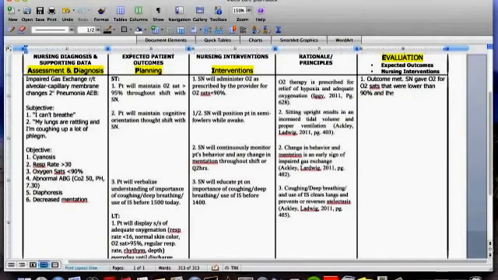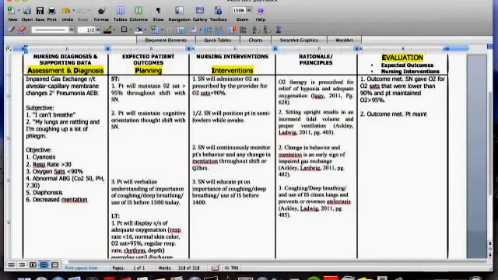And patient maintained O2 greater than 95%. Great, our outcome was met. What about our next one? Did our patient maintain cognitive orientation throughout shift? Why, yes, she did. Outcome met.